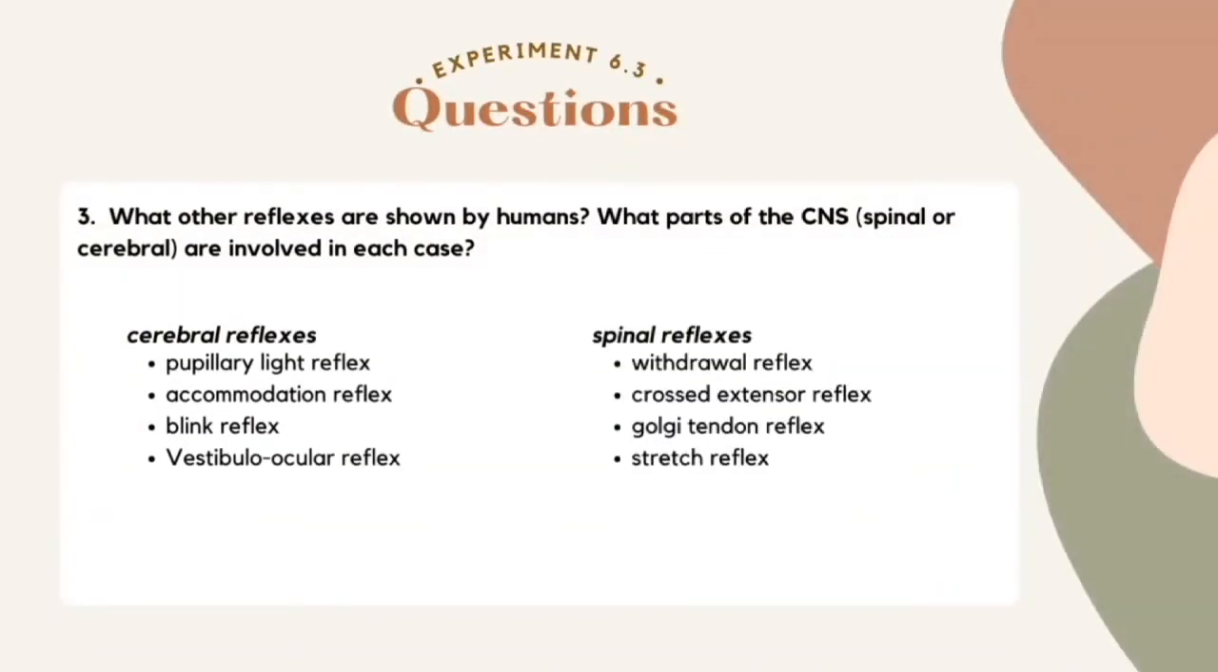The last question is, what reflexes are shown by humans? What part of the CNS, spinal or cerebral, is involved in each case? The answer is, cerebral reflexes are the pupillary light reflex, accommodation reflex, blink reflex, and vestibulo-ocular reflex, while the spinal reflexes are the withdrawal reflex, crossed extensor reflex, Golgi tendon reflex, and stretch reflex.